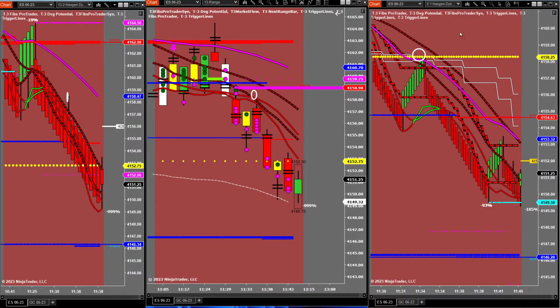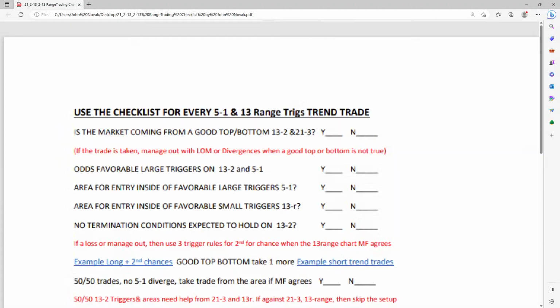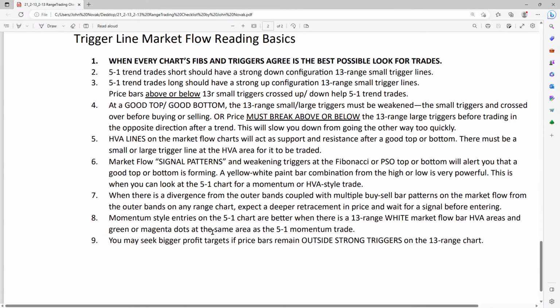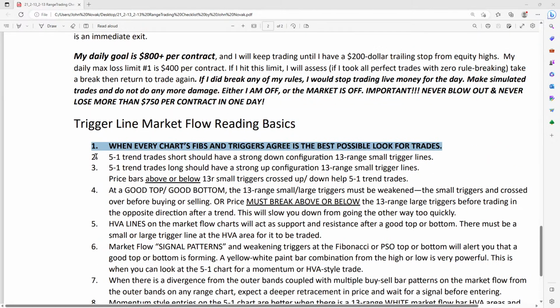Jose, here. There you go, I just dropped it in there for you. No, Shogun. All right, so that's a good question. So look, this is the answer right here. This is what you're looking for in the beginning. And you can substitute 13 range small trigger lines in this text with 8 range large trigger lines.